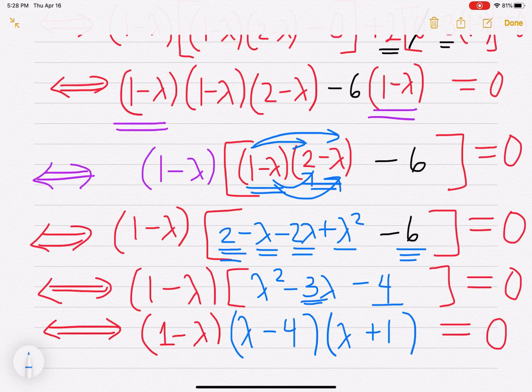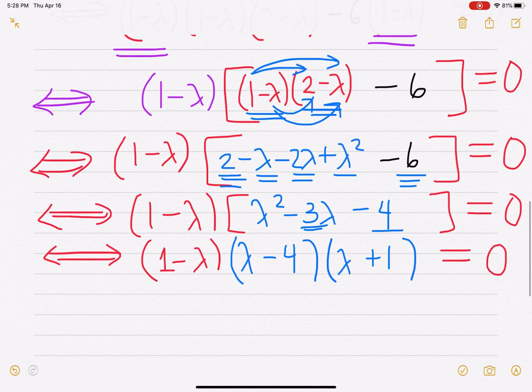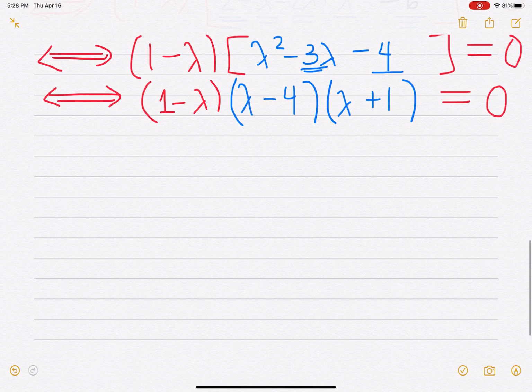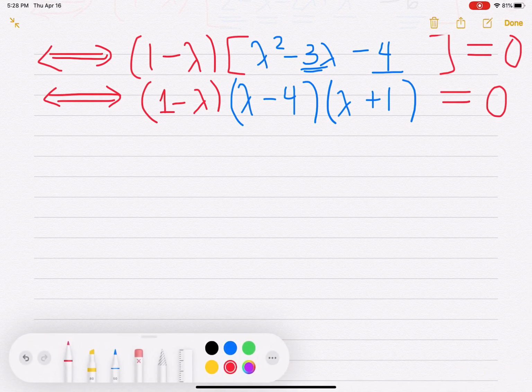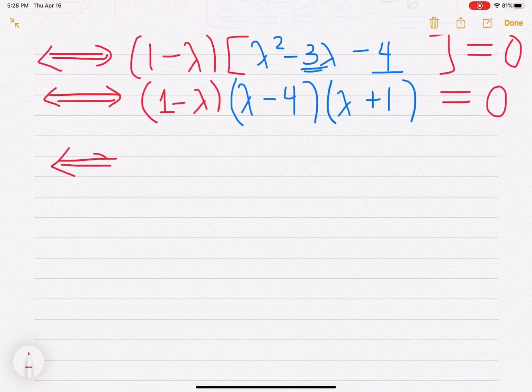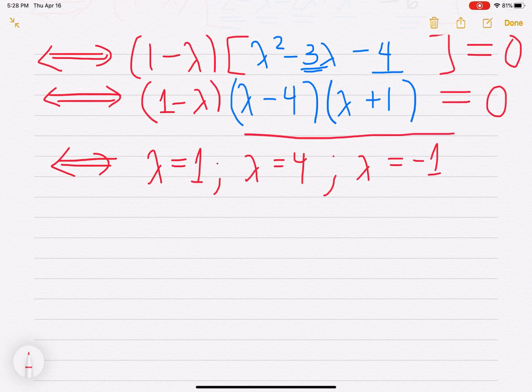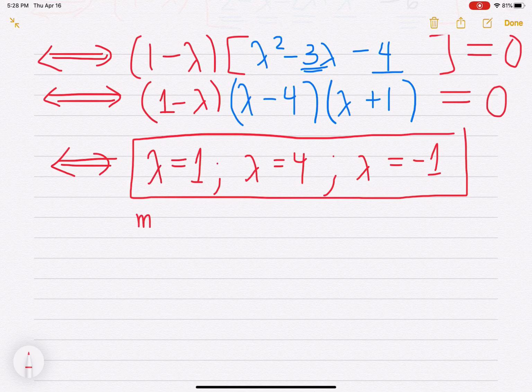So you have a polynomial of degree 3, and it's factored, right? You got 3 factors. From those 3 factors, they get set equal to 0, and they give you 3 roots here. You get lambda equals 1, lambda equals 4, or lambda equals negative 1. So these are going to be 3 distinct eigenvalues. They all have multiplicity 1, so the multiplicity of 1 is 1. The multiplicity of 4 is 1.